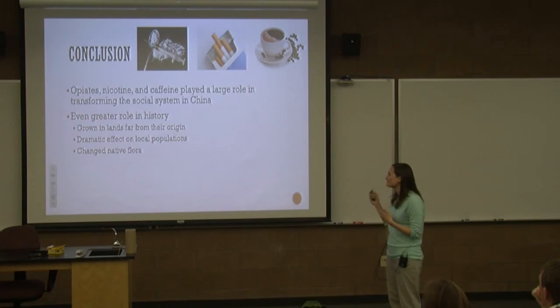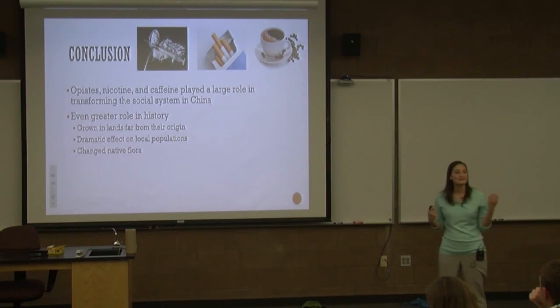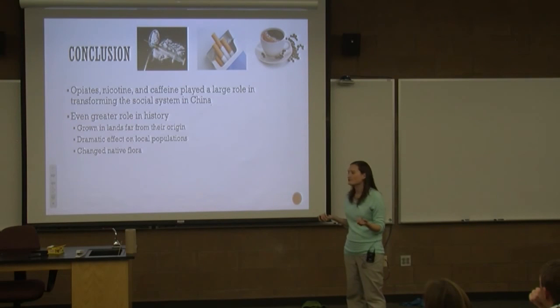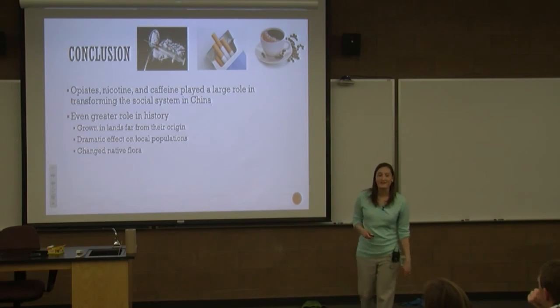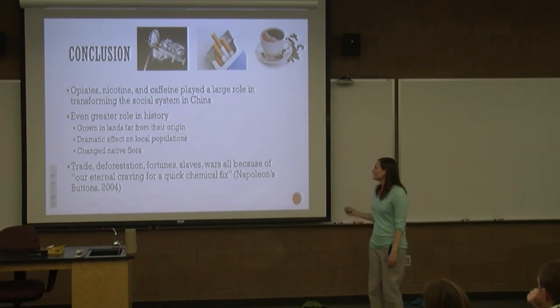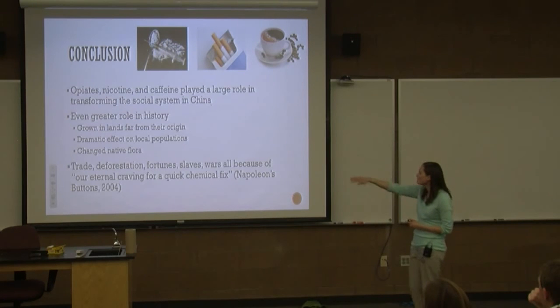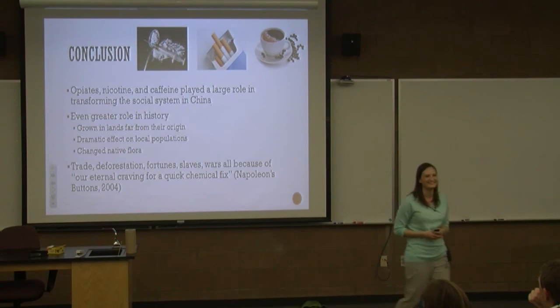If you think about it, a lot of these plants were grown in lands far from their origin. In order to do that, they had to clear cut, deforest. In South America, there were slaves that were brought over with the tobacco. So it had a dramatic effect on local populations, not all bad. Some of it drove economies, started countries, made fortunes, but it definitely had an effect on the history of our world. So Napoleon's Buttons was the book that I got a lot of this information from, and I liked this quote, that all of this stuff happened because of our eternal craving for a quick chemical fix.